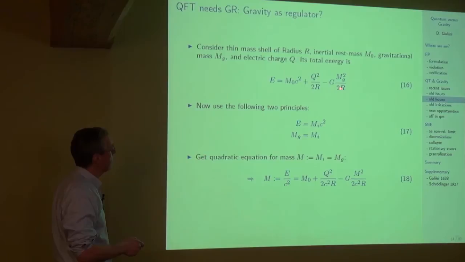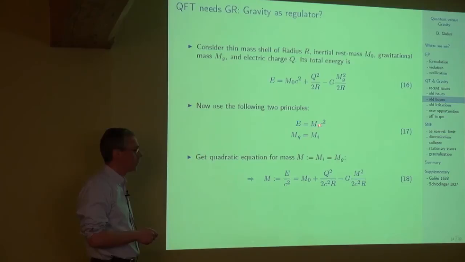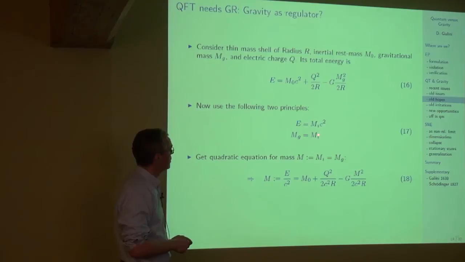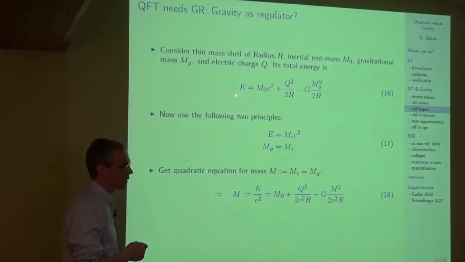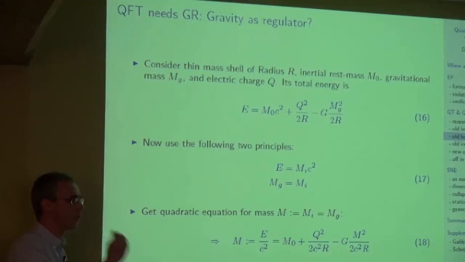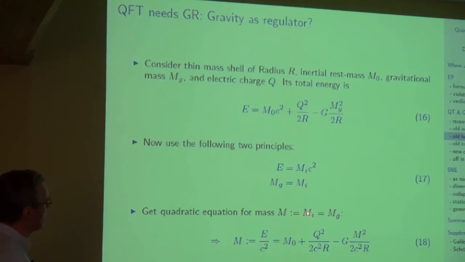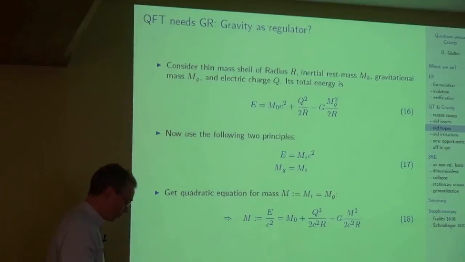And now use two principles. The total energy equals the inertial mass times c squared. That comes from special relativity. And then add on top of this that the inertial mass is actually the gravitational mass of the full system. So the gravitating mass that sits here is actually the overall mass. It's all the energy that gravitates, not just a specific component of it. All the energy gravitates. And if you include this, then we can just call all the different masses equal to m, and then we get a quadratic equation for m. Here's an m and here's an m, but this is quadratic. And that equation for m can be solved by the standard formula for quadratic equations.